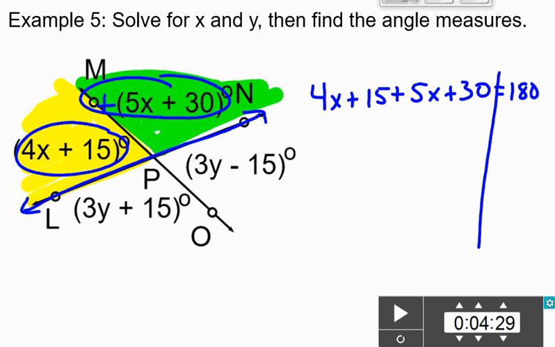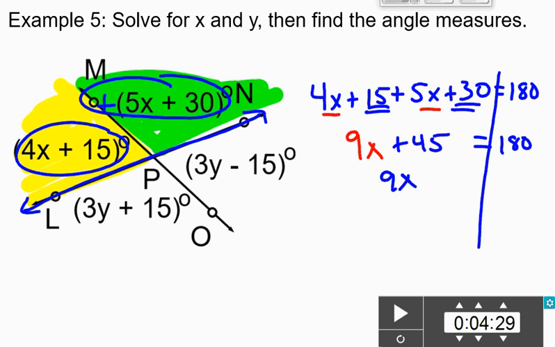Okay, combining like terms, that will give me 9x plus 45 equals 180. Subtracting 45 from both sides, I get 9x equals 135. And dividing both sides by 9, I think I get 15. Yep, 15. Okay, so then I could go back and take my 15 and plug it in for x.